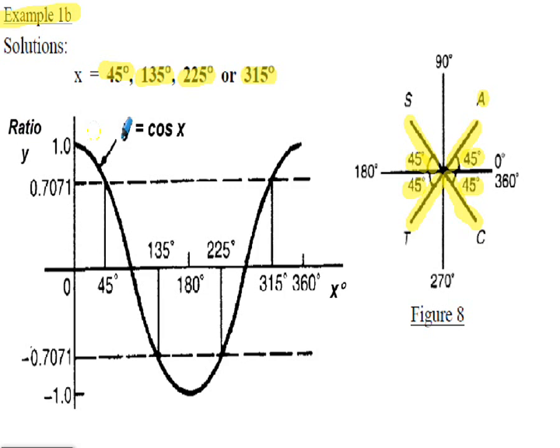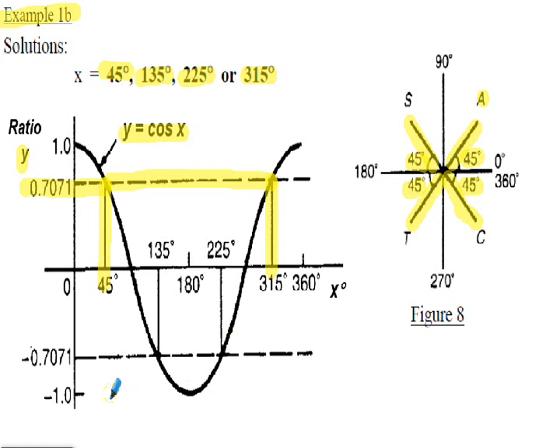If you look at the actual cosine curve that's plotted for us here, the ratios on the vertical axis, then you can see for a positive 0.7071 ratio, if I draw a horizontal line, it cuts the curve here, which is where I get my 45 degrees, and it cuts the curve in that fourth quadrant here, and that's where I get my 315 degrees.